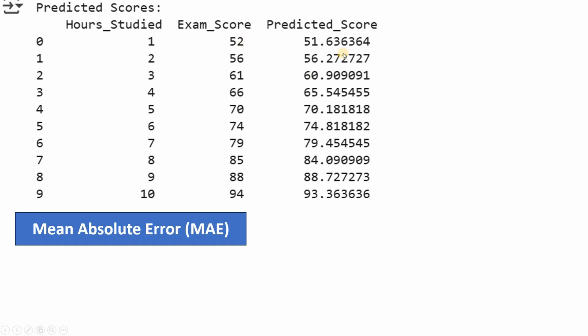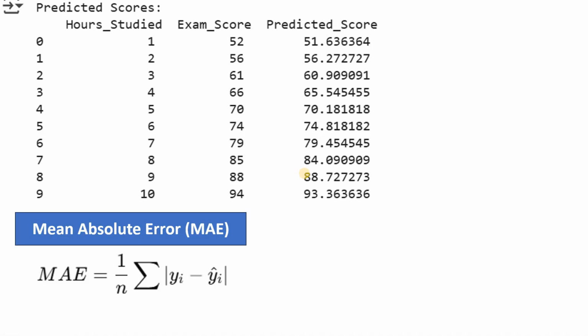So what do I do is 52 minus 51.6366, which gives me the error for student number 0, and similarly for student number 1, I get 56 minus 56.2727. Like this, if I go on computing for all 10 students and calculate MAE, it is given with the formula 1 by n summation of all these errors.